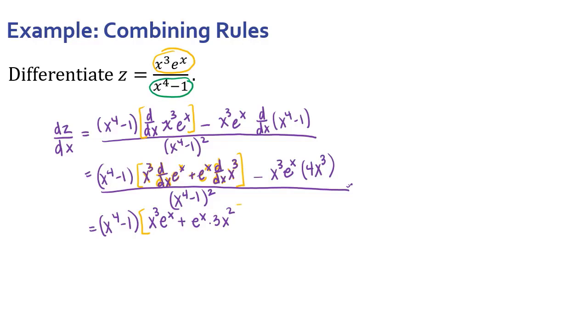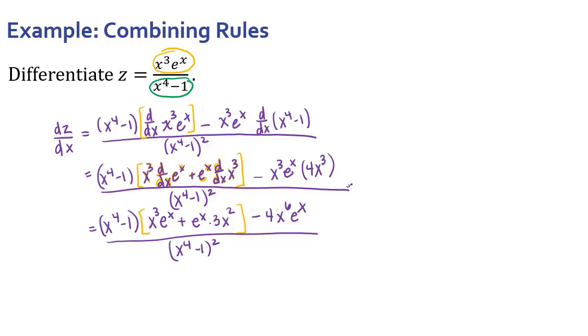So now I found that derivative. And then when I simplify this second term out, I'm going to get 4x to the 6th power e to the x all over x to the 4th minus 1 quantity squared.